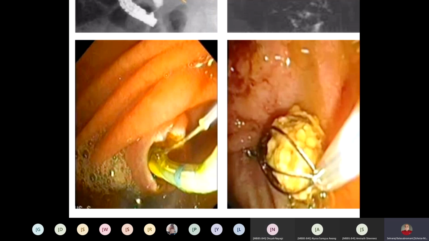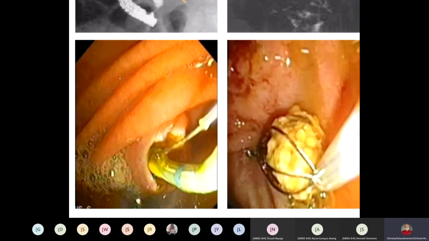Why should you cut the sphincter, first of all? The sphincter is always in a sustained contracted state, so you cannot introduce this Dormia basket inside unless you cut it. That is why the first step in stone extraction is you must do a sphincterotomy. That is what they are doing with this sphincterotome. This is the first picture.